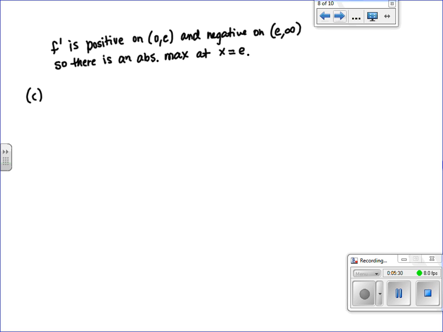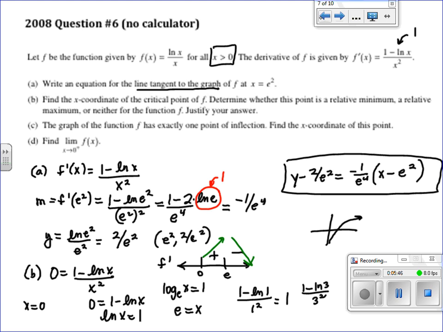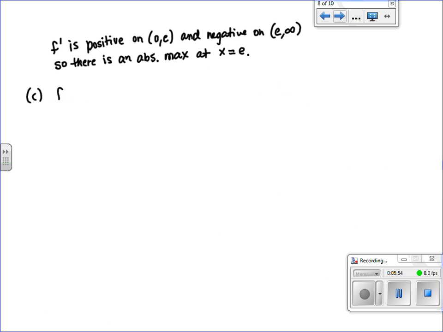Part C says the graph of the function f has exactly one point of inflection. Find the x-coordinate of this point. Points of inflection occur when the second derivative goes from positive to negative, or vice versa. So let's look back at that. Our first derivative is 1 minus natural log of x all over x squared. We need to find the second derivative.